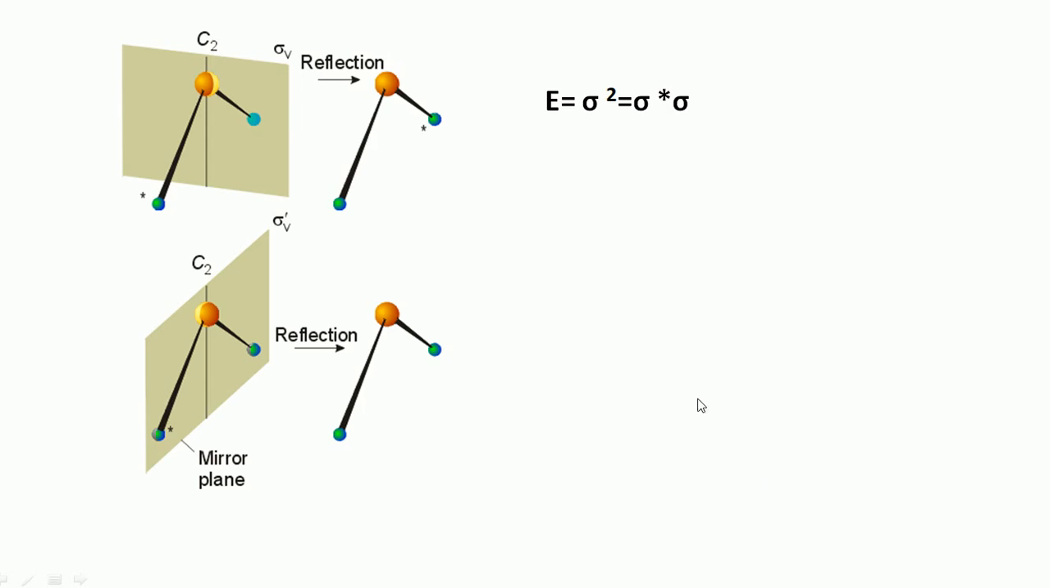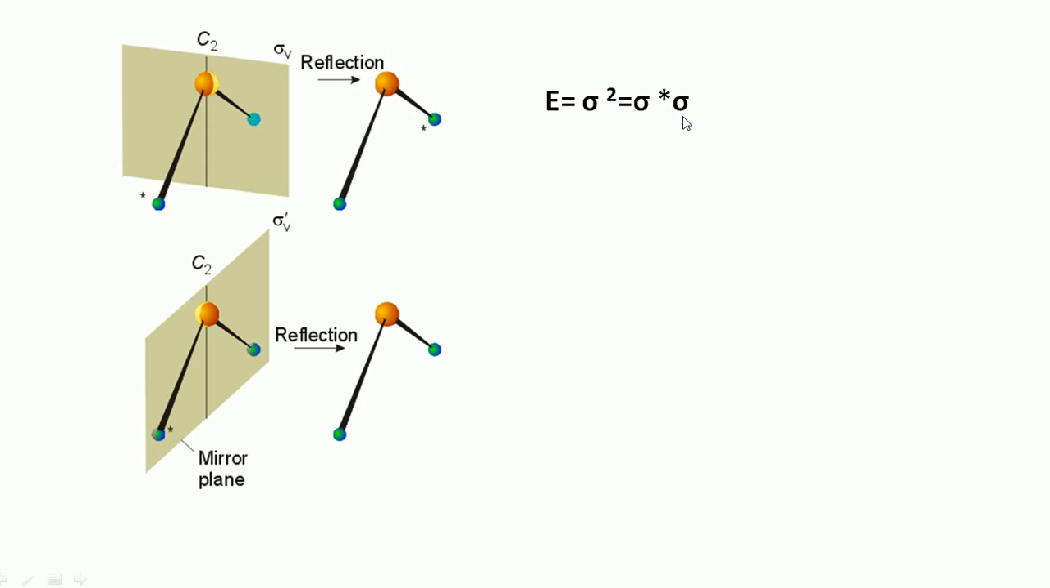In the case of reflection, this is a water molecule, for example, you have a plane of symmetry sigma v, which is bisecting the molecule as represented here. And when you perform the first sigma, you get this. If you perform one more sigma on this, you get this image, that is equal to E. So sigma into sigma is equal to sigma squared, or sigma 2 times, that is equal to E.